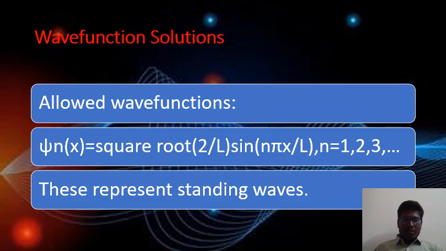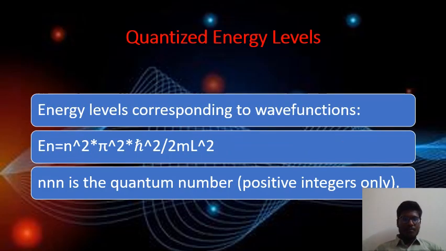The wave function solutions. The following are the wave functions which are allowed. Psi n of x is equal to square root of 2 by L into sine of n pi x by L, where n is equal to 1, 2, 3 and so on. These represent standing waves.